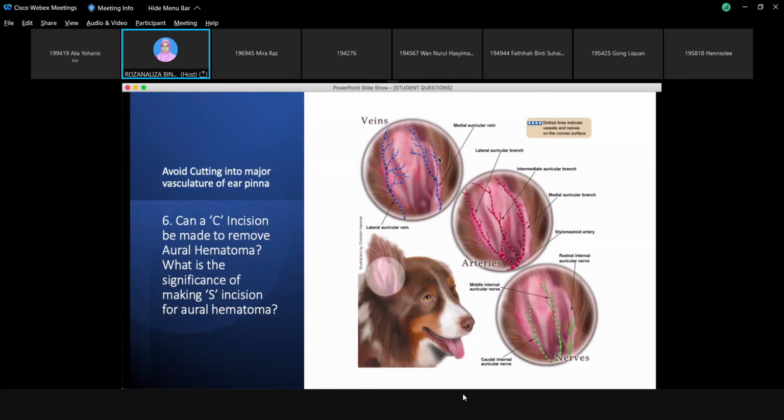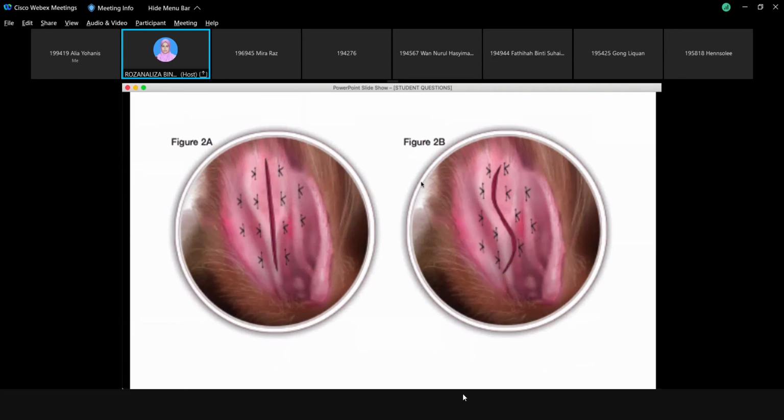A C, I never do a C, but I think with a C you're going to sever a lot of vessels, veins and arteries. So just as logic, please confine your incision to the middle here, like this. You can do a straight line or an S line, it does not matter. This incision is to provide drainage for the hematoma that has already accumulated inside this area.